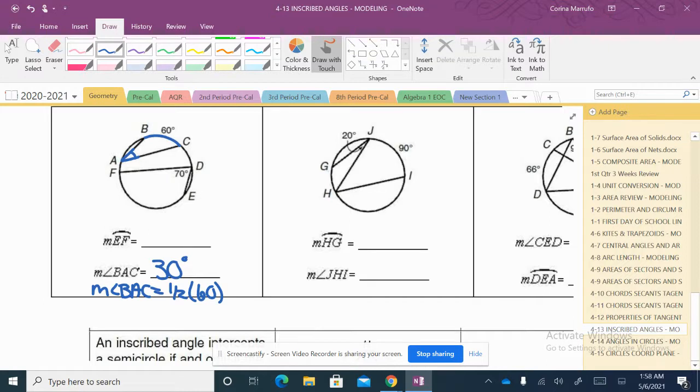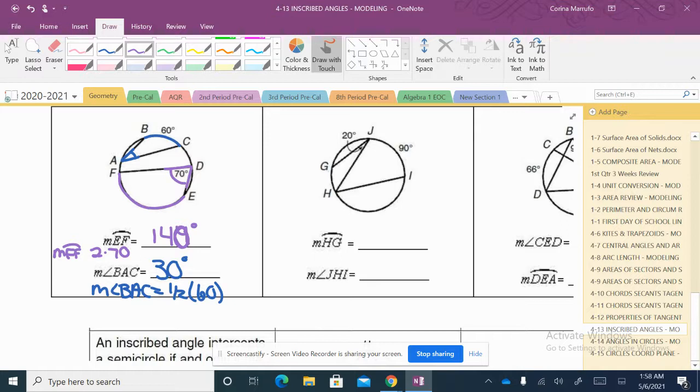Now, this time they want to find out the arc measure here, FE or EF. But they give us the inside angle. So the inside angle is going to be half the measure of the arc, so we're working kind of backwards. That means we're going to have to take 2 and multiply it times 70. That's going to give us the measure of the arc EF, which is 140 degrees.